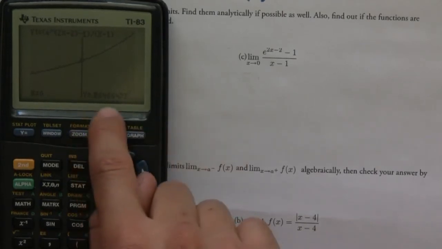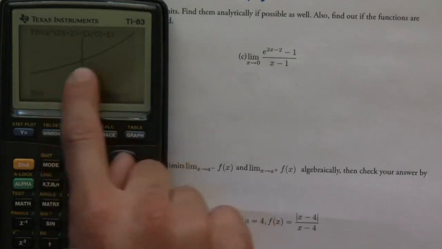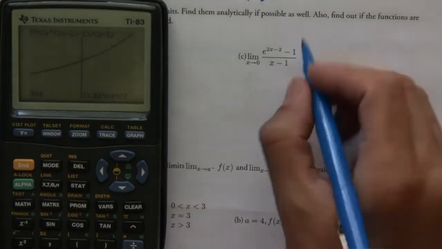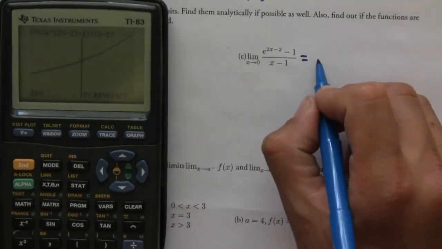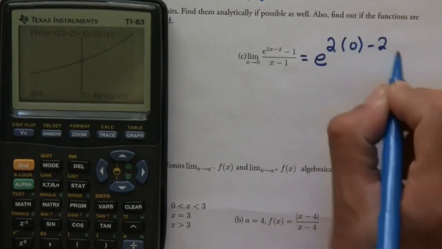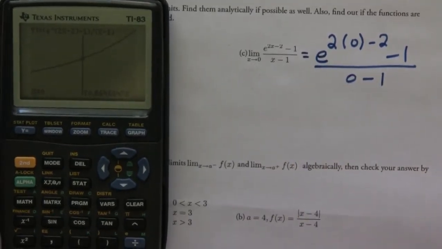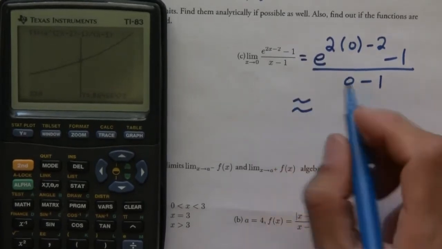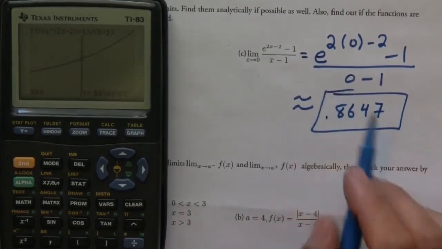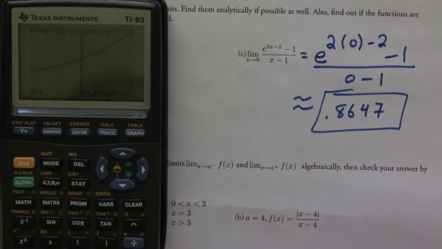Well, you might notice that it's actually defined at x equals 0. And you'll also notice the function is continuous, so this is simply equal to e to the 2 times 0 minus 2, minus 1, all over 0 minus 1, which is approximately equal to 0.8647. So in this case, it's continuous, so we can simply plug in 0 and we get the answer.